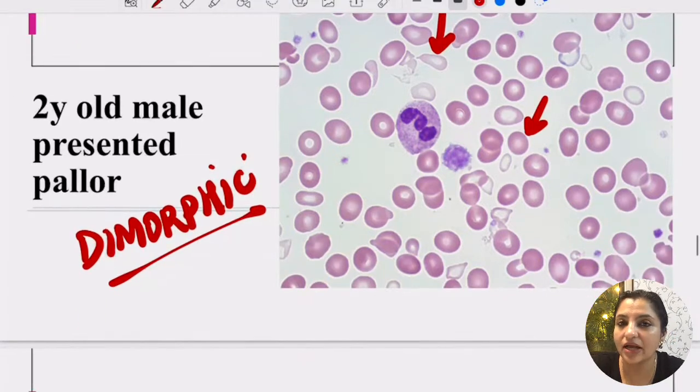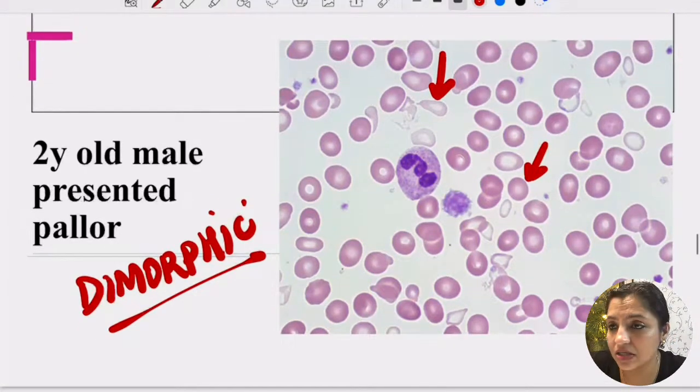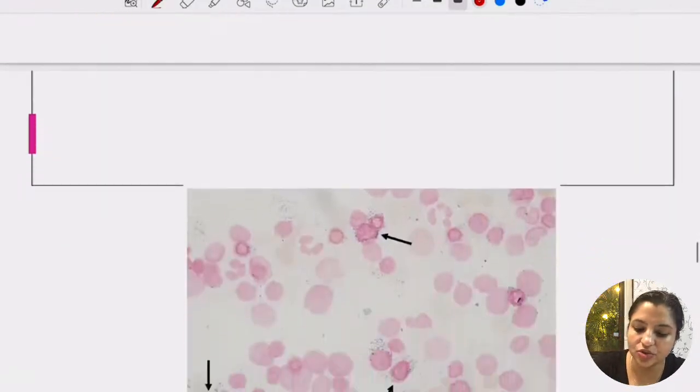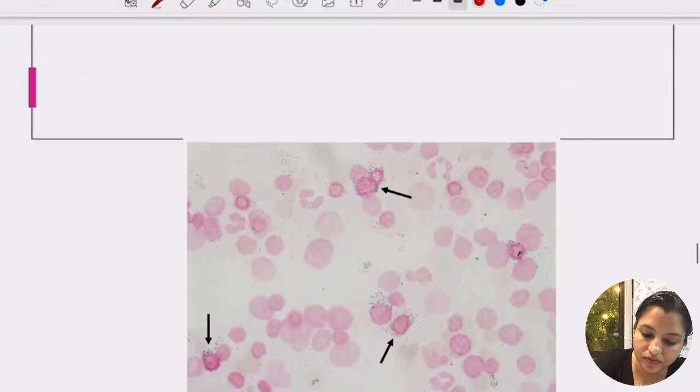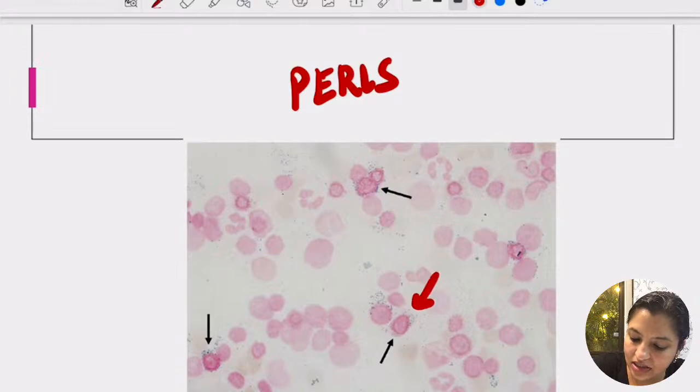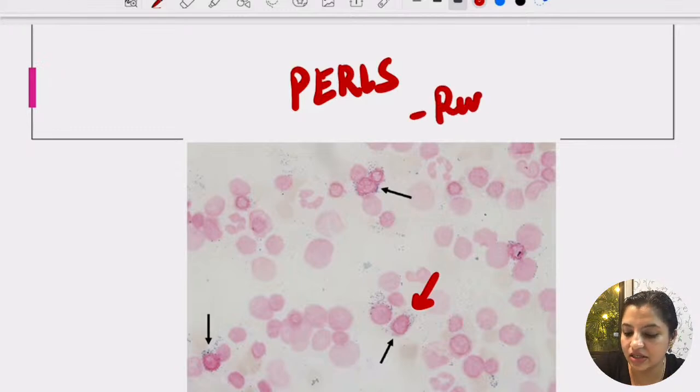Now, what do you do next? Once you are suspecting sideroblastic anemia, you should go ahead and do a Perls stain. Once you do Perls stain here, what do you see? You are seeing that these erythroblasts are covered by iron in more than 1/3 of the nucleus. So they are nothing but ringed sideroblasts. Here you are seeing ringed sideroblasts.